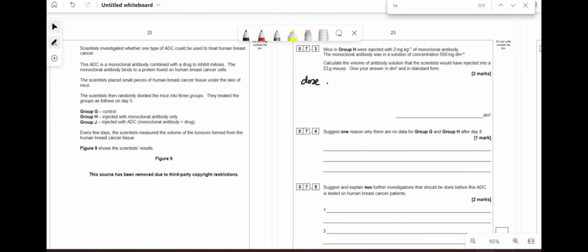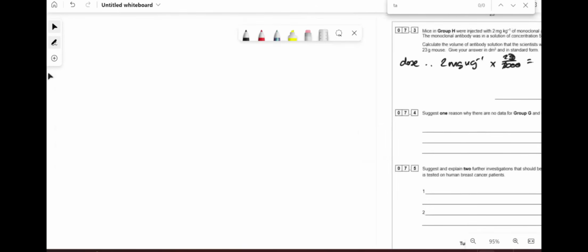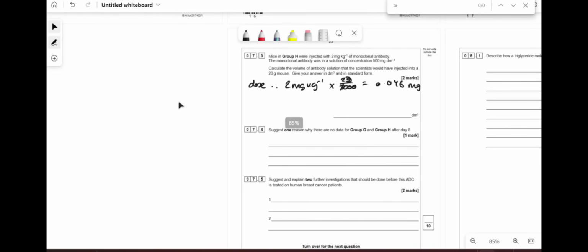So the dose is going to be 2 milligrams per kilogram times the mass, and we want to get rid of the per kilogram part. So it's going to be 23 over 1,000. So that's going to be 2 times 23, which gives you 0.046 milligrams. Now they've told you in the question that they have a solution of 500 milligrams per decimeter cubed, and we want 0.046 milligrams.